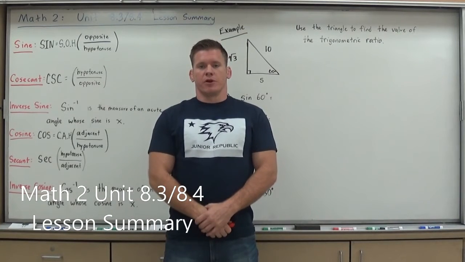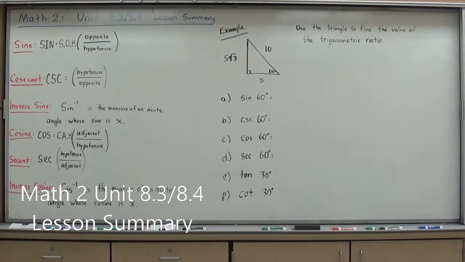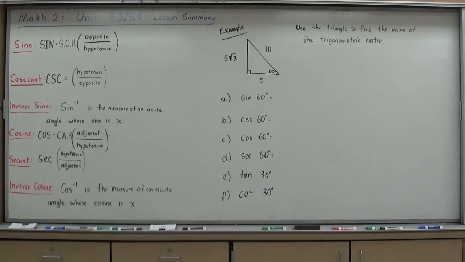Mr. Richmond, this is your Integrated Math 2, Unit 8.3, 8.4 lesson summary. We're going to continue our study here of the trigonometric ratios. We did tangent last video, and we're going to do the other two today, sine and cosine. So let's start with sine.